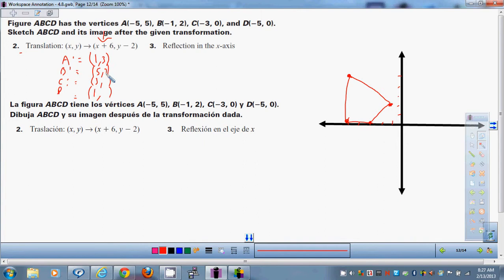So now we're ready for our translation matrix. 1, what's that? Yes, 5, 0. 5, 0. 3, negative 2. And 1, negative 2. Connect your dots. Now again, mine don't look the exact same because I'm human and make errors, but it should be the exact same shape, shifted right 6, down 2.